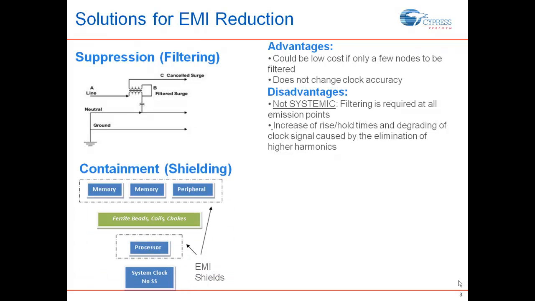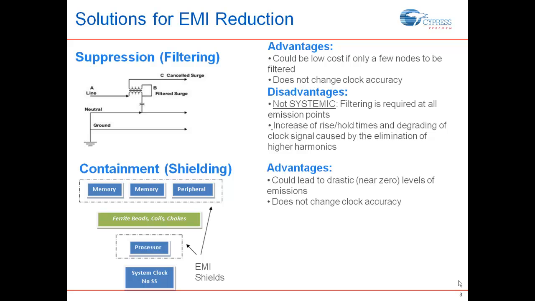The second known technique is called a shielding or containment. In this technique, we essentially add a ferrite bead or a choke for EMI reduction. The advantages of using this technique are: 1. It helps reducing EMI at a higher rate. 2. It does not change the clock accuracy.